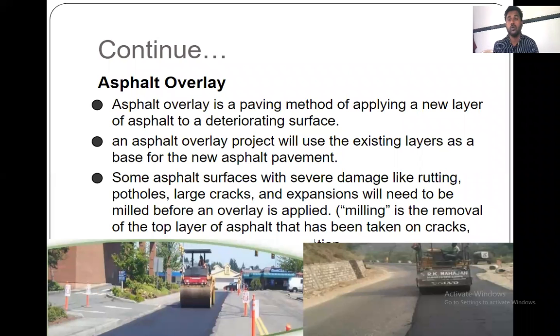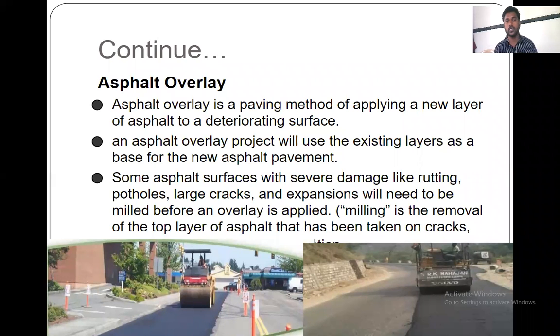What can we do for the maintenance if the surface is deteriorated too much and we have to go for too much maintenance? We will apply a new layer on that. That is called an asphalt overlay. An asphalt overlay project will use the existing layers as a base for the new asphalt pavement. Whatever the existing road is, it works like a base layer for the newly laid asphalt layer.